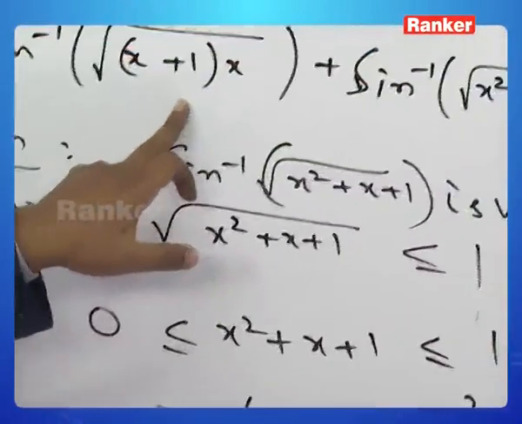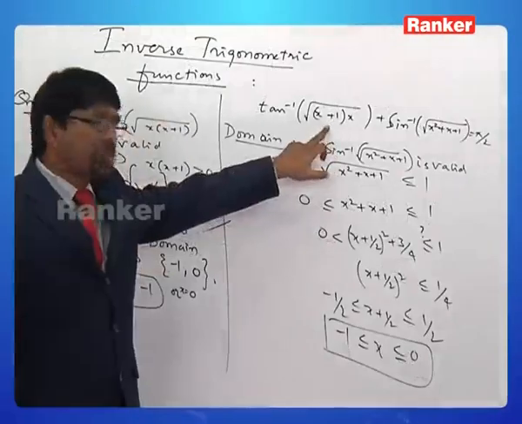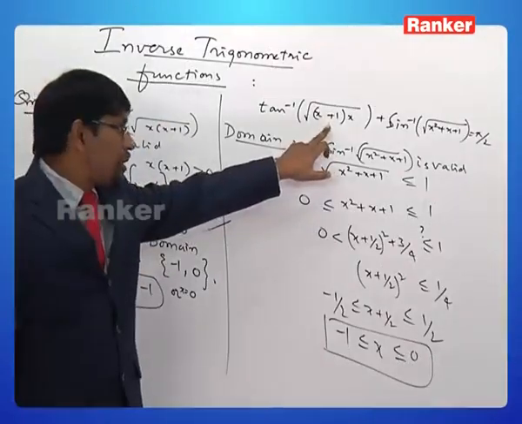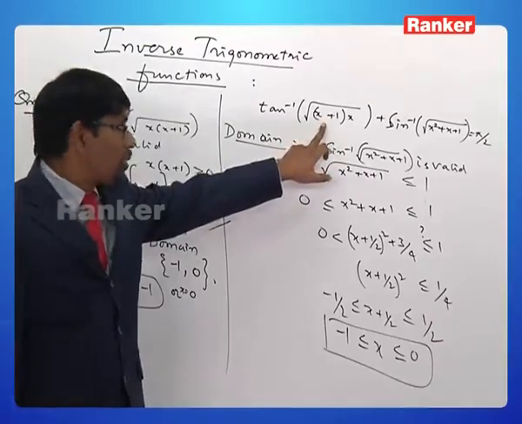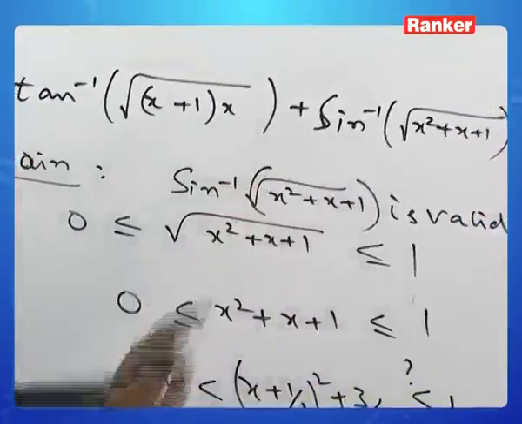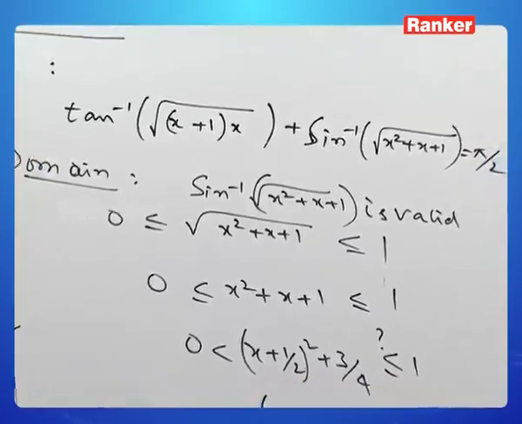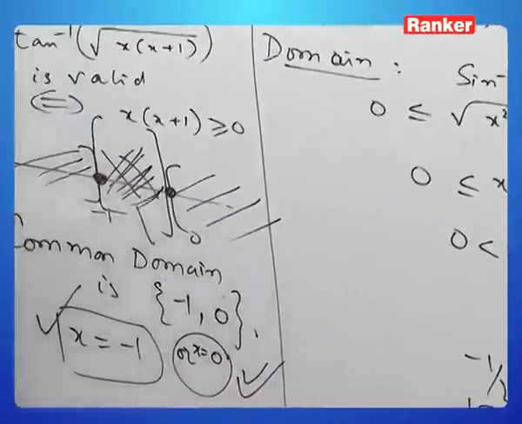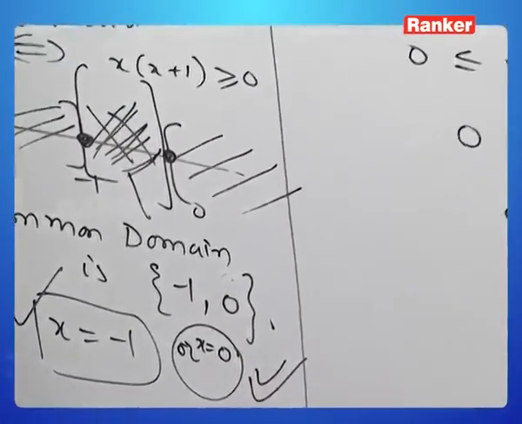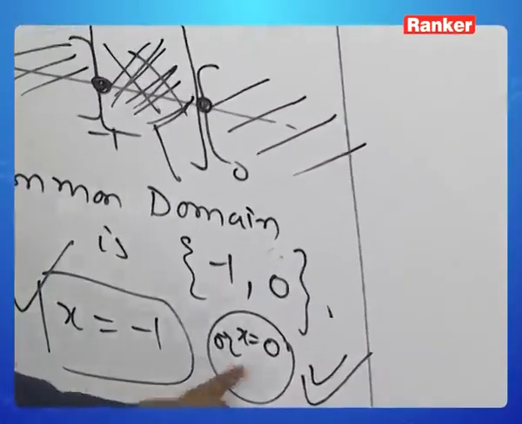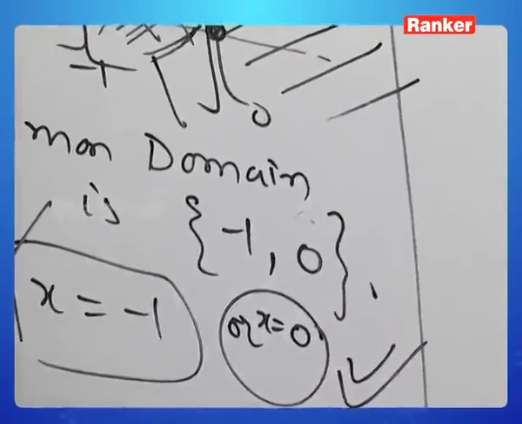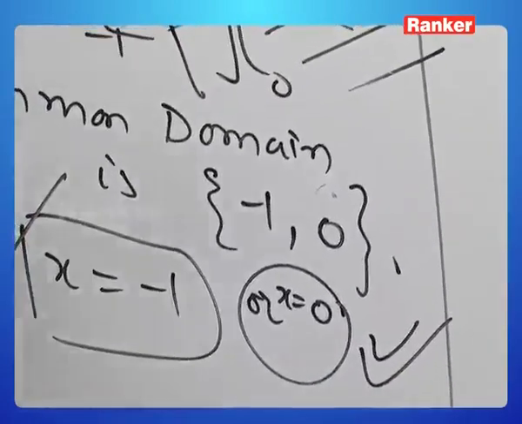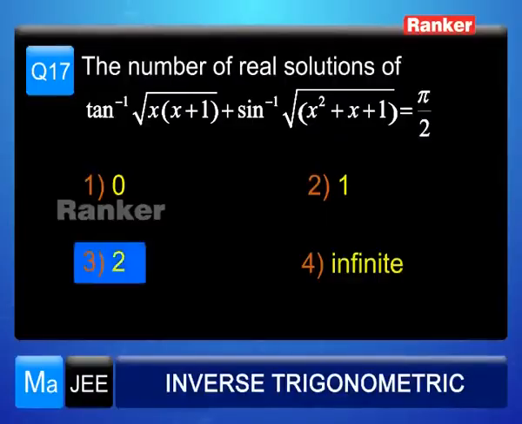What if I put x equal to 0? Again, this tan inverse of x plus 1 into root over x plus 1 into x plus x must be 0, tan inverse of 0, and this will be sine inverse of 1, that's again pi by 2. So this is also a solution. Both these, x equal to minus 1 and x equal to 0, are serving as the solutions, and hence the number of real solutions is 2. So option 3 is the right answer.